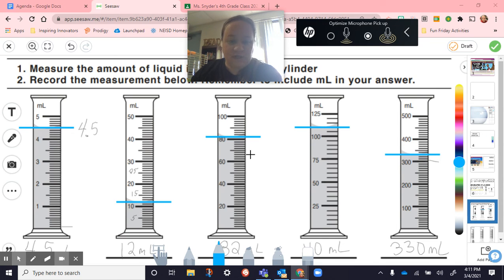Each one of these was a different container, and different containers can use different measurements. We noticed that this one was counting by tenths. This one was counting by ones. This one was counting by tens, or not tens, by fives. No, not fives. This one was counting by twos, sorry. This one's counting by twos, this one's counting by fives, and this one's counting by tens.